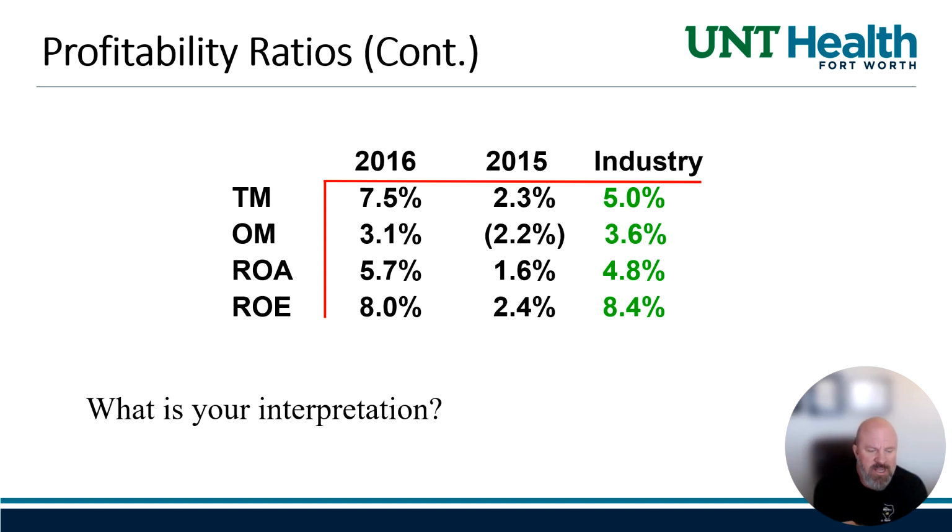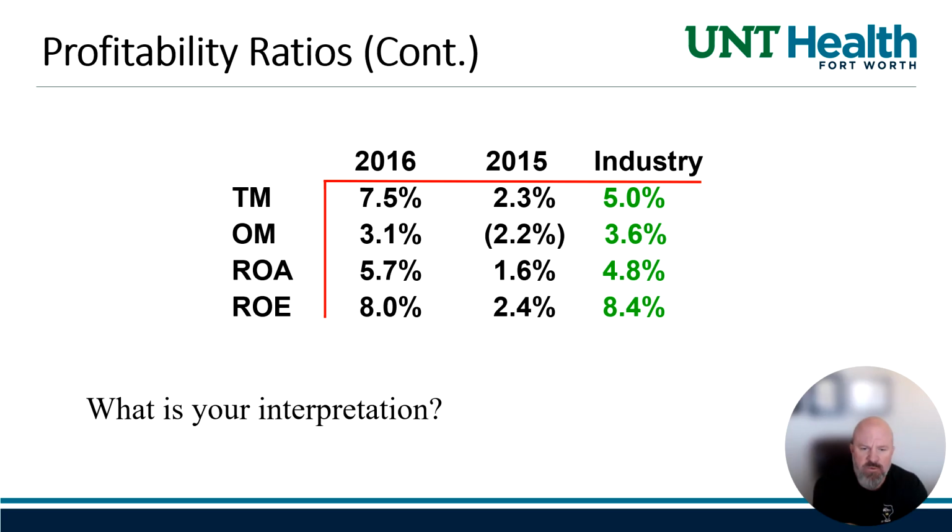Your return on assets is 5.7 in 2016, and in 2015 it was 1.6. That's good. They grew from 2015 to 2016 in that category. They recognized that, hey, we have a lot of assets and we're not really doing what we could with our assets. So we need to do better with what we have. We need to have more income for what we own.